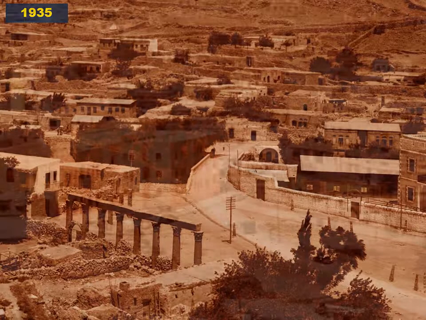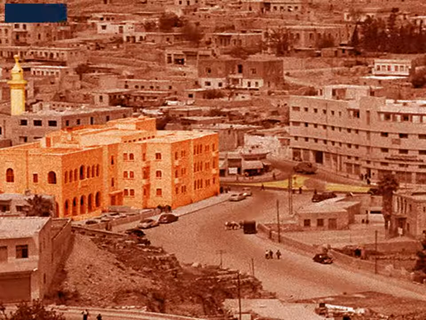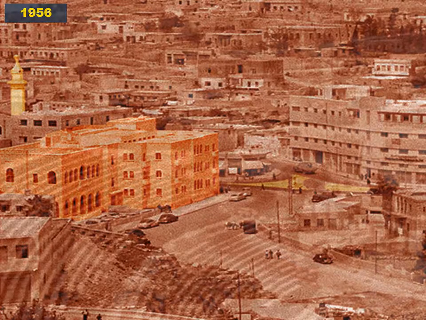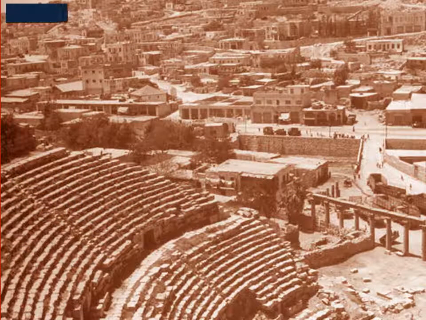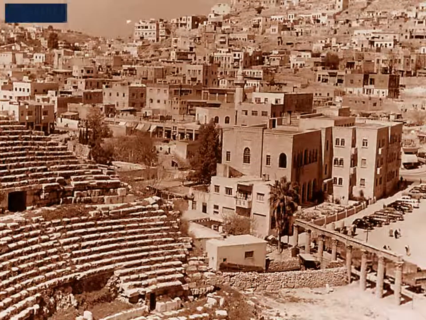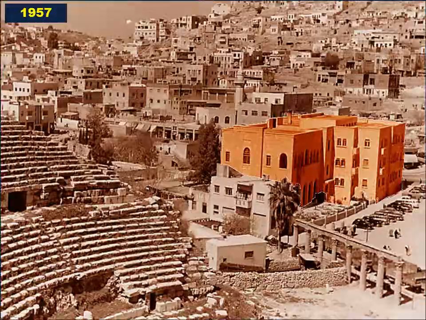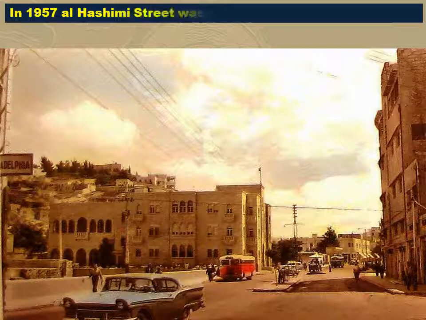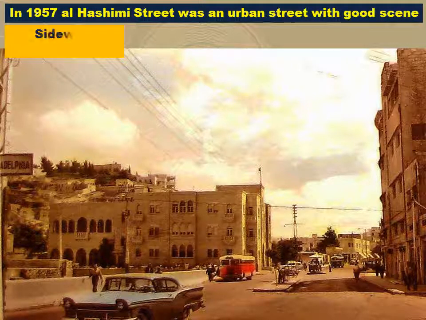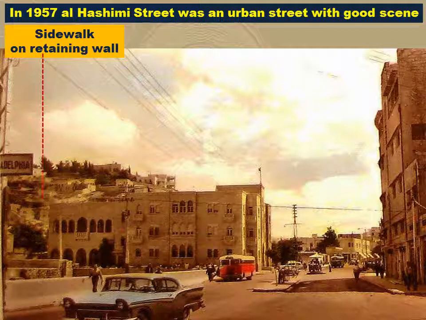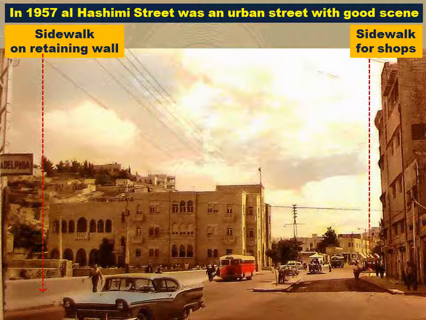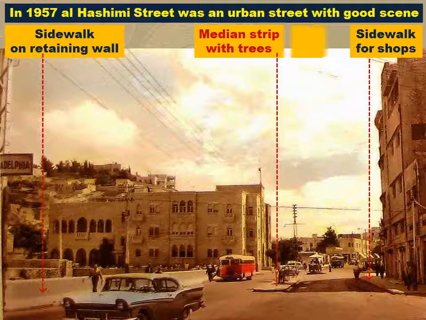1935. 1956. 1947. 1957. In 1957, Al-Hashimi Street was an urban street with good scene. Sidewalk on retaining wall. Sidewalk for shops. 1957. Median strip with trees. 1958. Police stand.